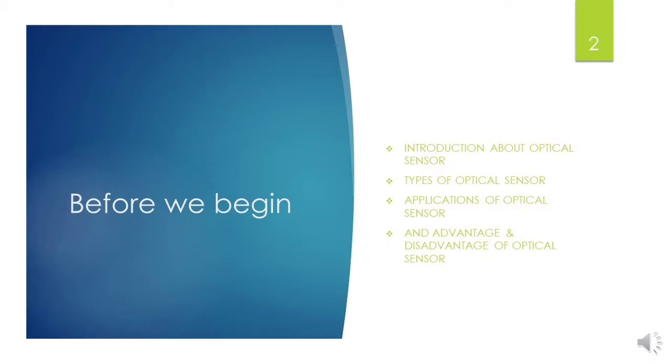Before we begin the session, I would like to give a short introduction about the topics. Introduction about the optical sensor: what is an optical sensor and how it's working. Types of optical sensor: what are the types of optical sensor we are using currently? Application of optical sensor: what is the real purpose of using different types of optical sensor? Advantage and disadvantage of optical sensor: what is the advantage we are gaining by using the optical sensor and what are the disadvantages we are facing by using the optical sensor?